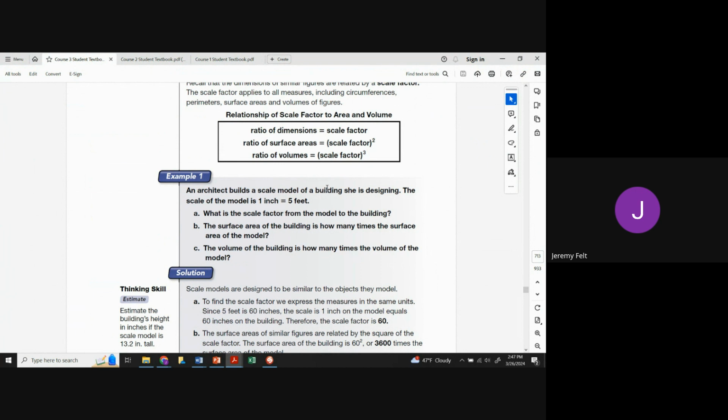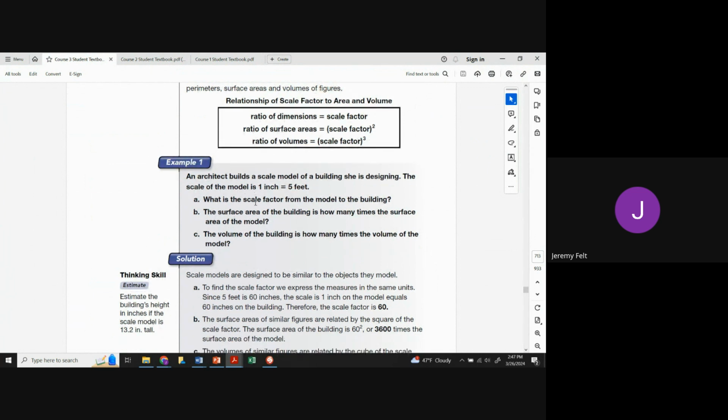An architect builds a scale model of a building she is designing. The scale is 1 inch equals 5 feet. So every inch of the scale model would be equivalent to 5 feet of the actual. What is the scale factor from the model to the building? Well, we would want to convert 5 feet to inches, which would be easier than converting inches and calling it 1/12 of a foot, but we could do that also.